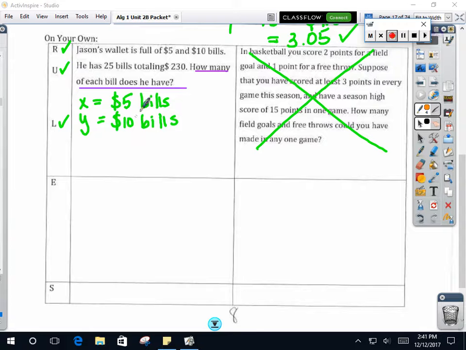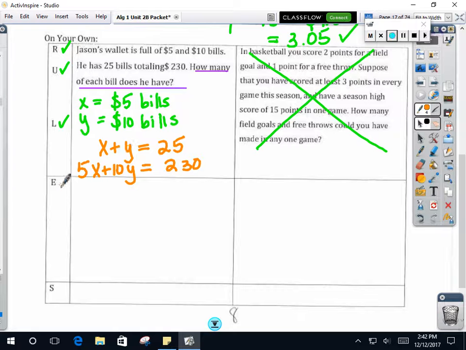So, who can write the first equation? Jamarion, go ahead. X plus Y is 25. Right. $5 bills plus $10 bills totals up to 25 bills. That's all about how many bills are in his pocket. The next one will be all about what? How much money you have? Money. So we need to put what beside the X? You put the money beside that. 5X. And then what beside the Y?